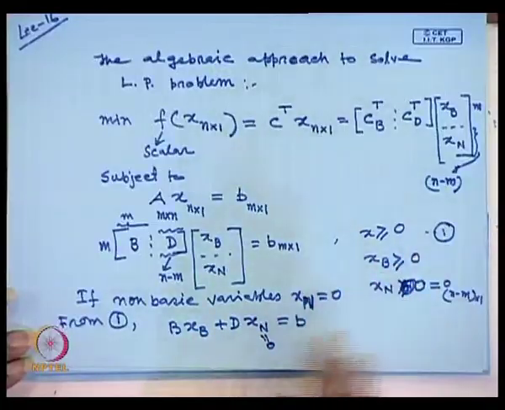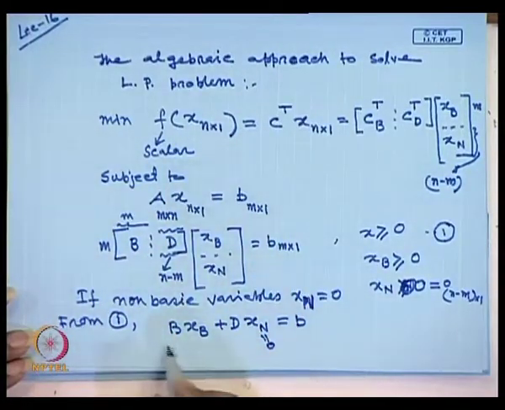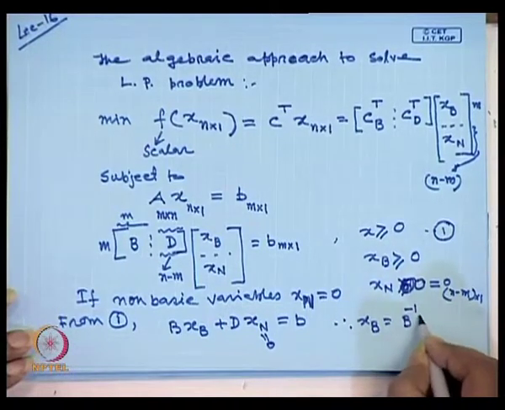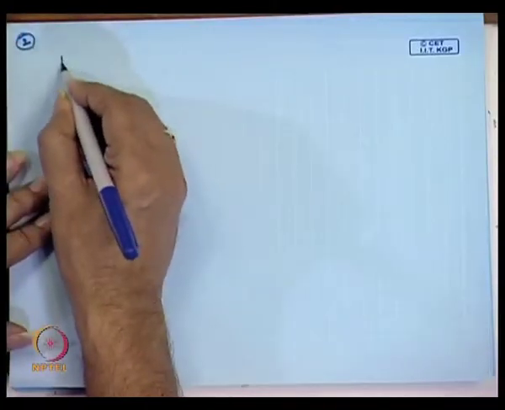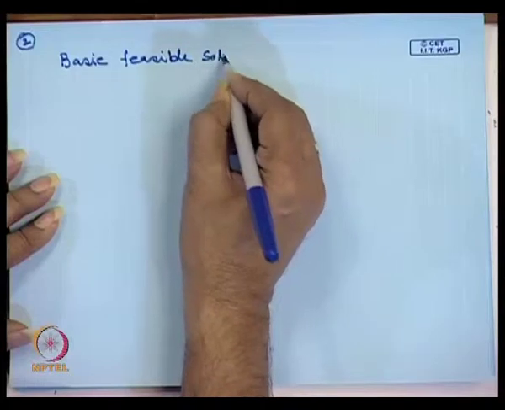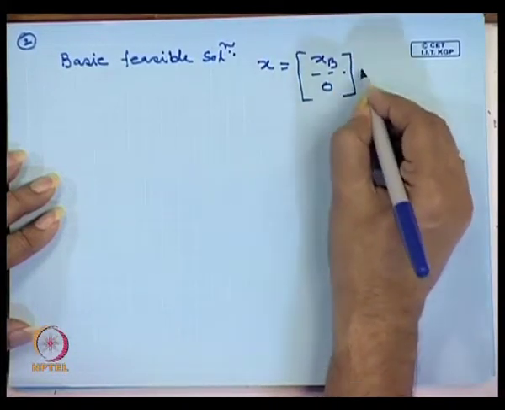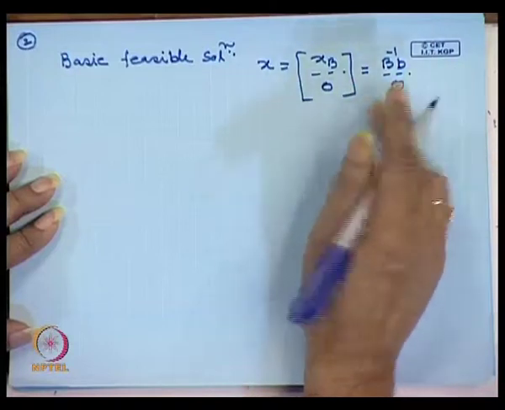Feasible solution means x is greater than or equal to 0 and all constraints must be satisfied, and naturally it will satisfy this one. Therefore, x_B is equal to B inverse into b. So these are our basic variables. Our basic feasible solution is x, equal to x_B, which at this moment we know is B inverse b, and x_N, the non-basic variables, equal to 0.